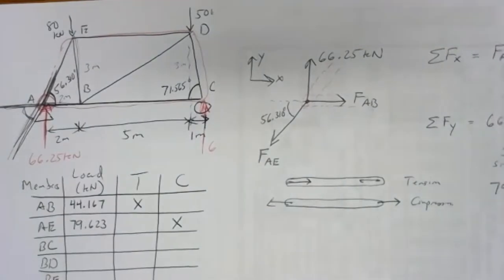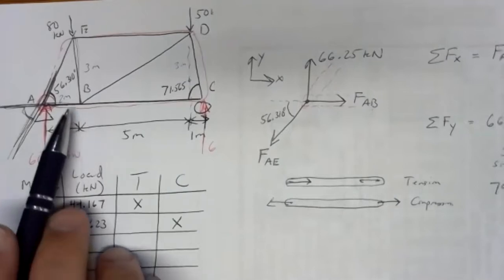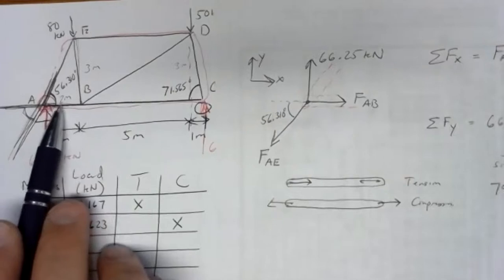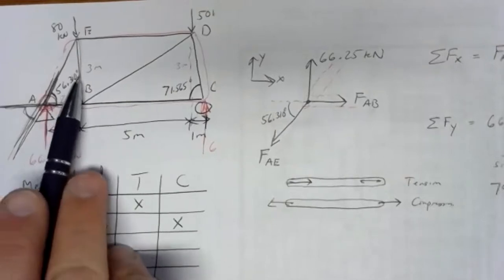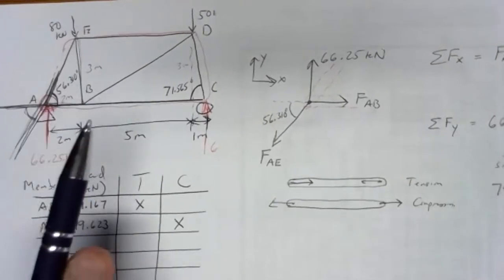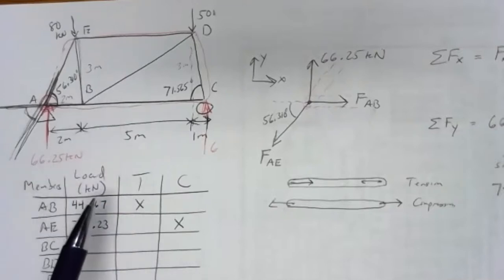So that's about all we can get from joint A. We've solved everything there is to know. So we have to go to a different joint. Now we might look at joint B here, but although we know member AB, we're missing member BE, member BD, and member BC. There are 3 unknowns at joint B.